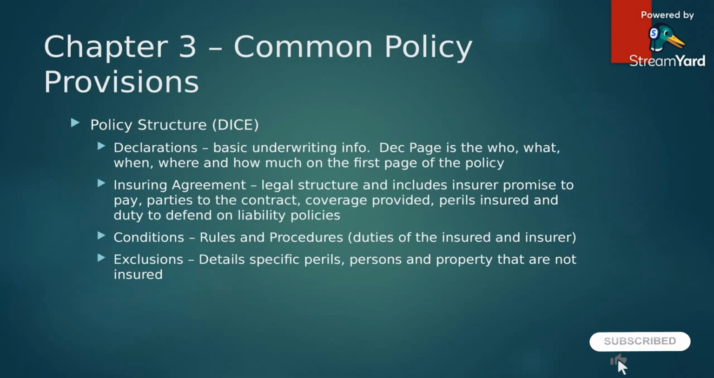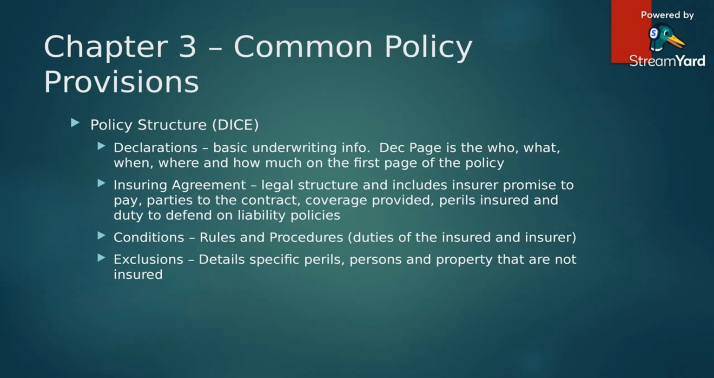The I is going to be insuring agreement. This is the legal structure, and it includes the insurance company, the insurer's promise to pay, who the parties are to the contract, what coverage is provided, what perils are insured on the policy, and it also includes the insurer's duty to defend the insured on liability policies.